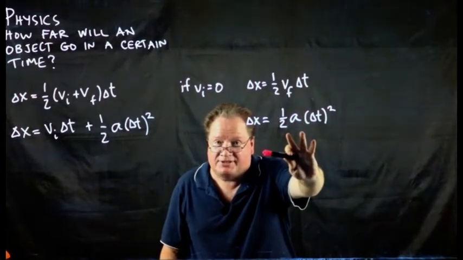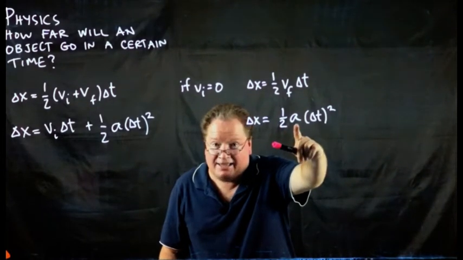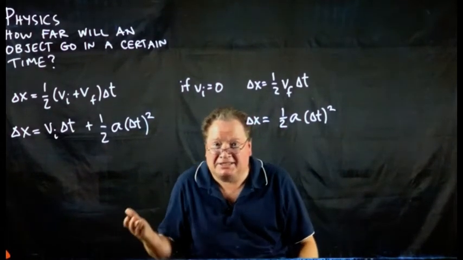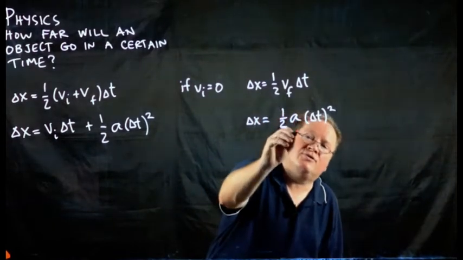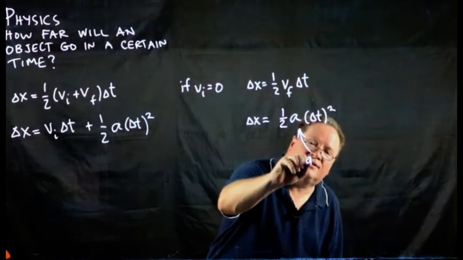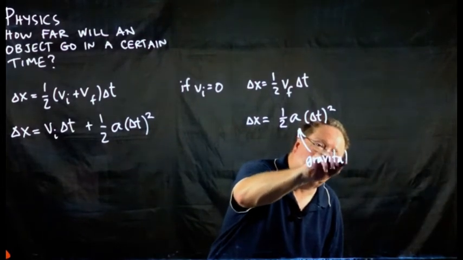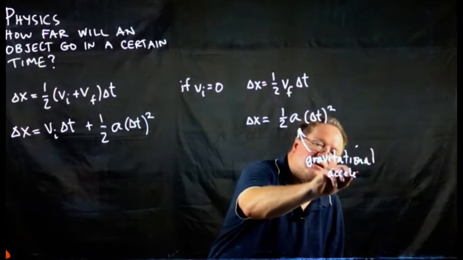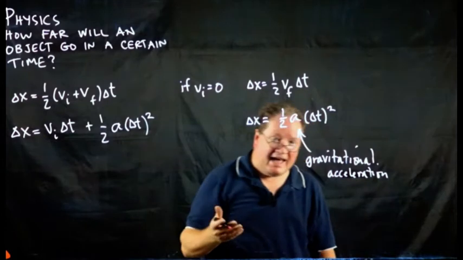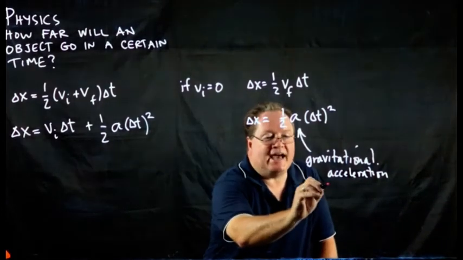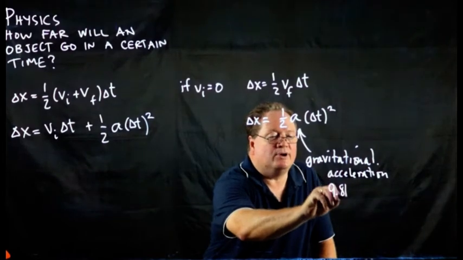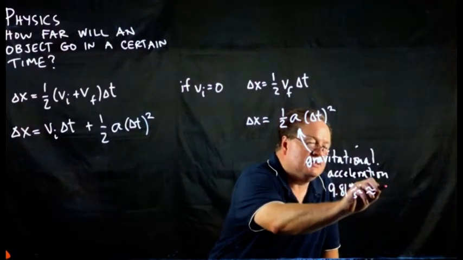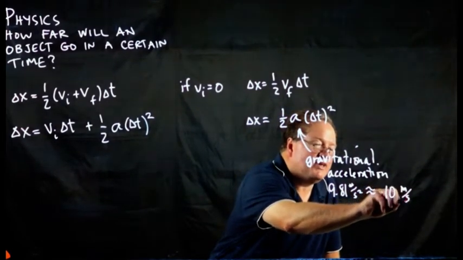What about this equation? Well, I have to know a together with the time. Do we know a if we're dropping something? It's a constant. You know that this is gravitational acceleration. We know what that is. This is the actual number. It should come out to right around 9.81 meters per second squared. But what we usually use is 10 meters per second squared.